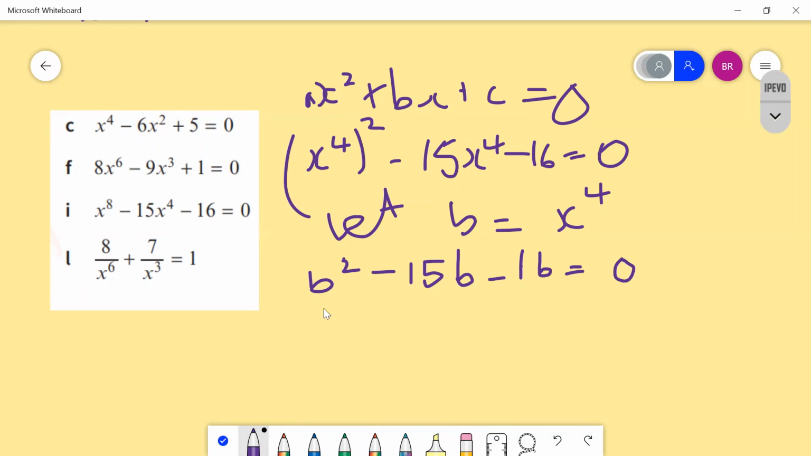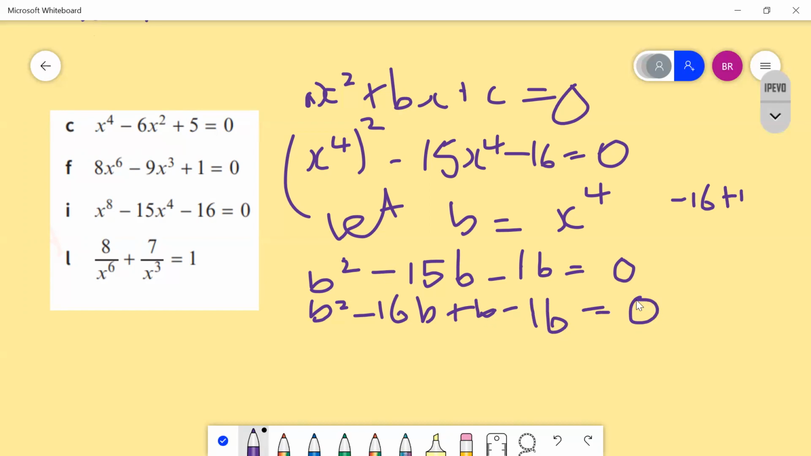Right, so I'm going to have factors of minus 16 that give me minus 15. Let's check. Which are they? If I say minus 16 plus 1, yes, I'm going to get a minus 15. Minus 16 multiplied by 1, I'm going to get a minus 16. That's very correct. So these are the factors that satisfy this. So I'm going to have b squared minus 16b plus b, then minus 16. This is going to give me a 0.